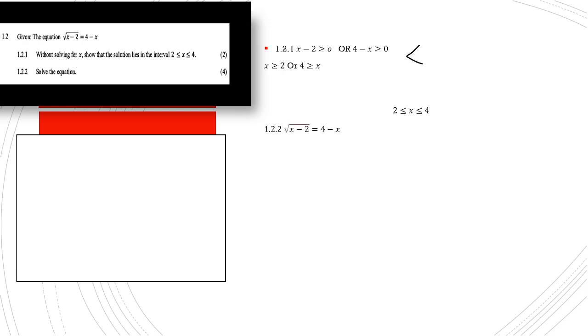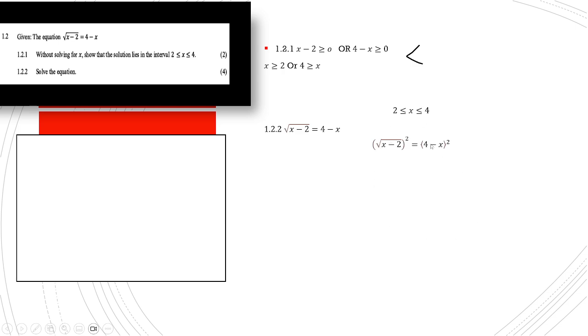So let's come to that question. It's the root of x minus 2, which is equal to 4 minus x. That's what they want us to solve. For this question, to make everything easy, you must eliminate the root first. So the first thing to do is to square both sides: the root of x minus 2 all to the power 2, and 4 minus x all to the power 2, just to eliminate the square root, because the 2 and the square root cancel each other.